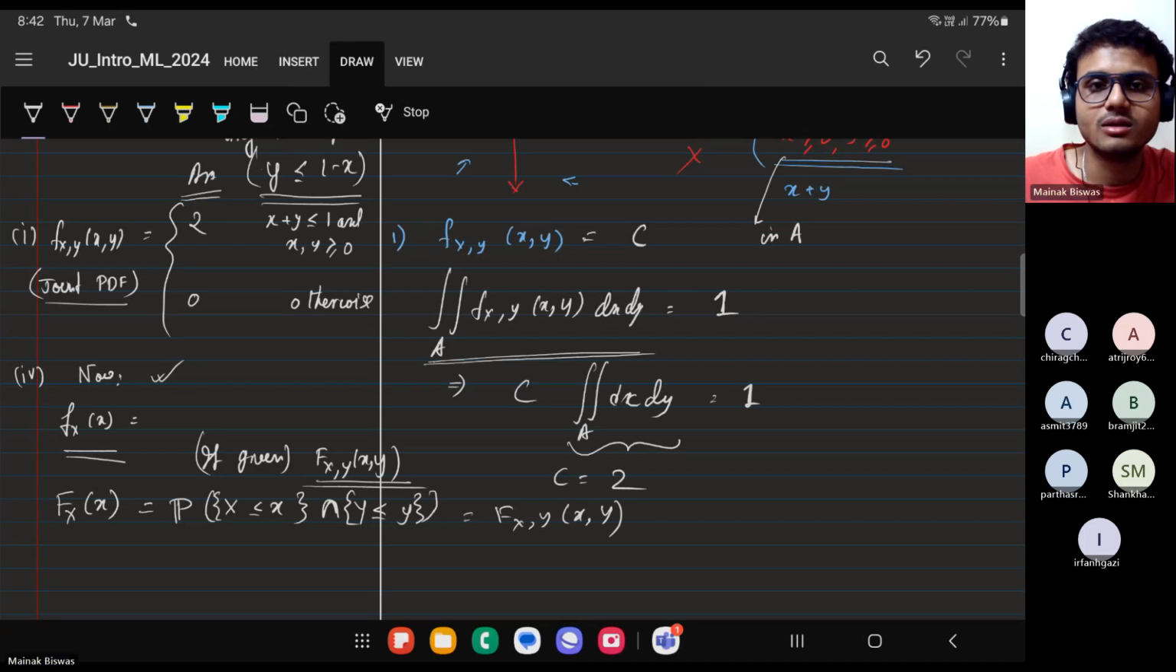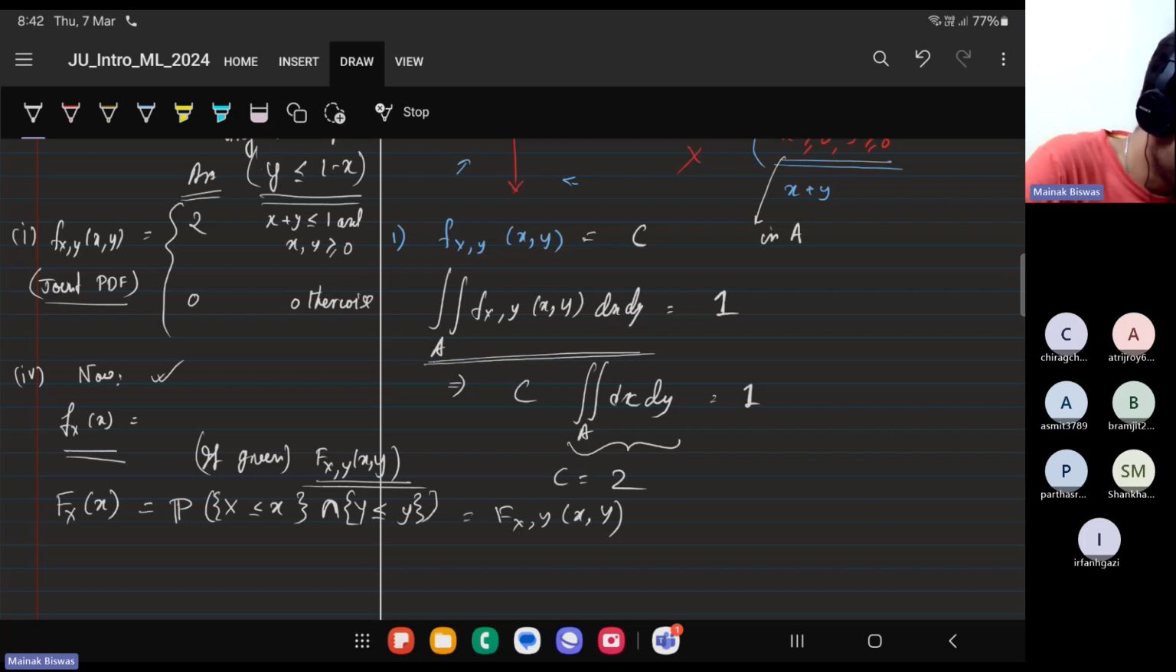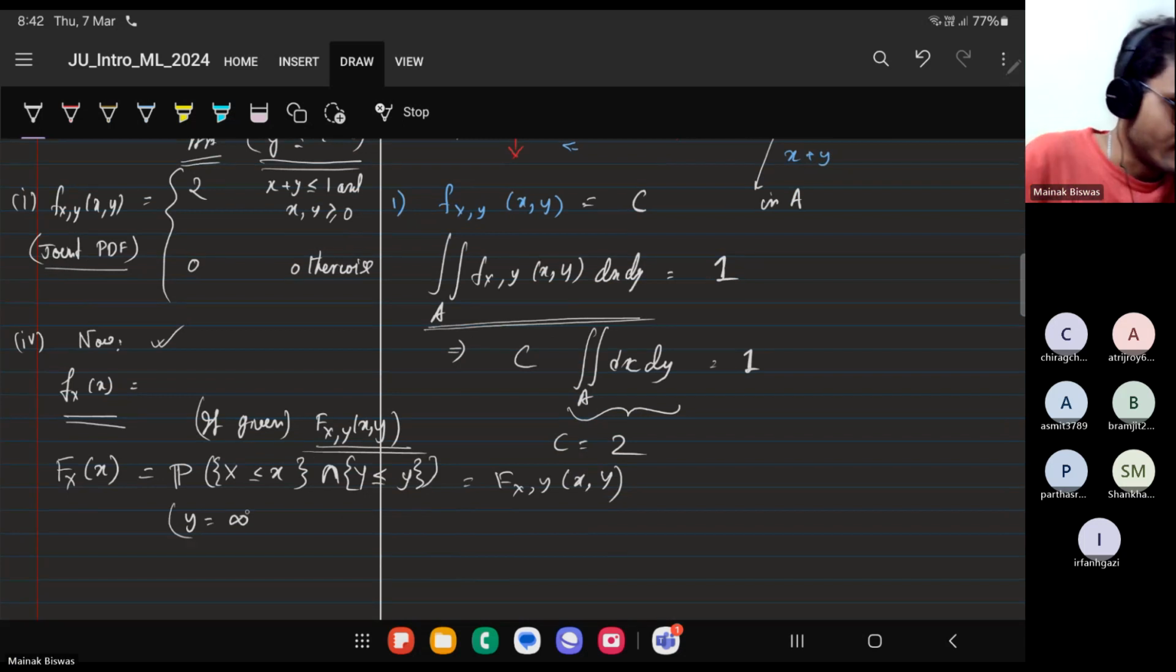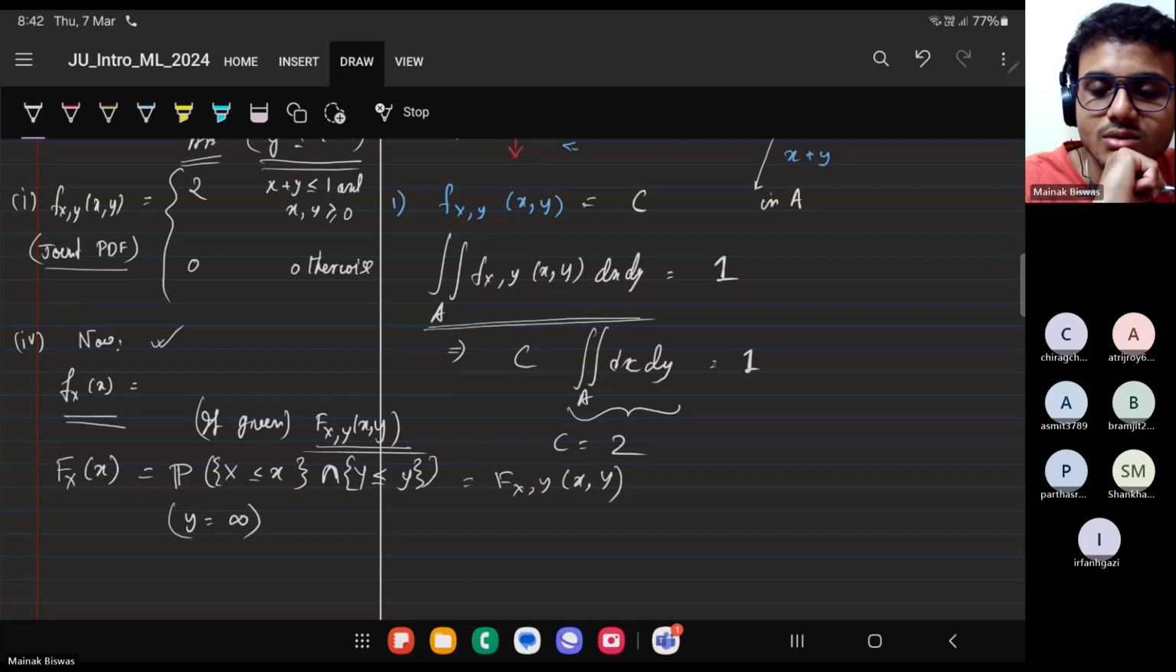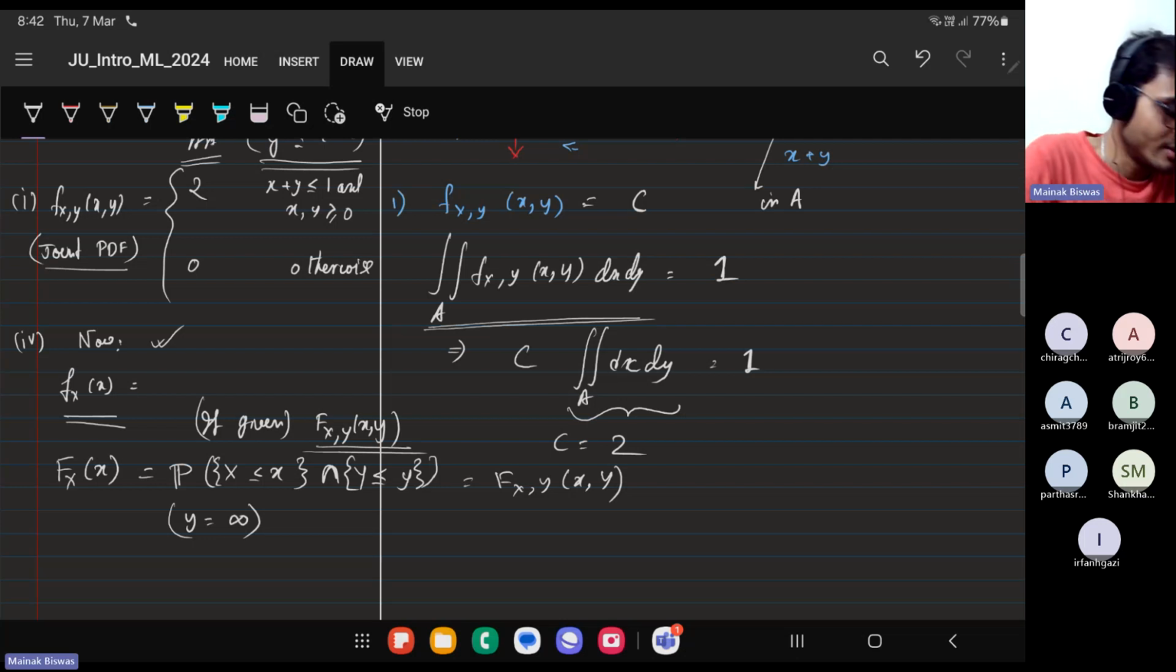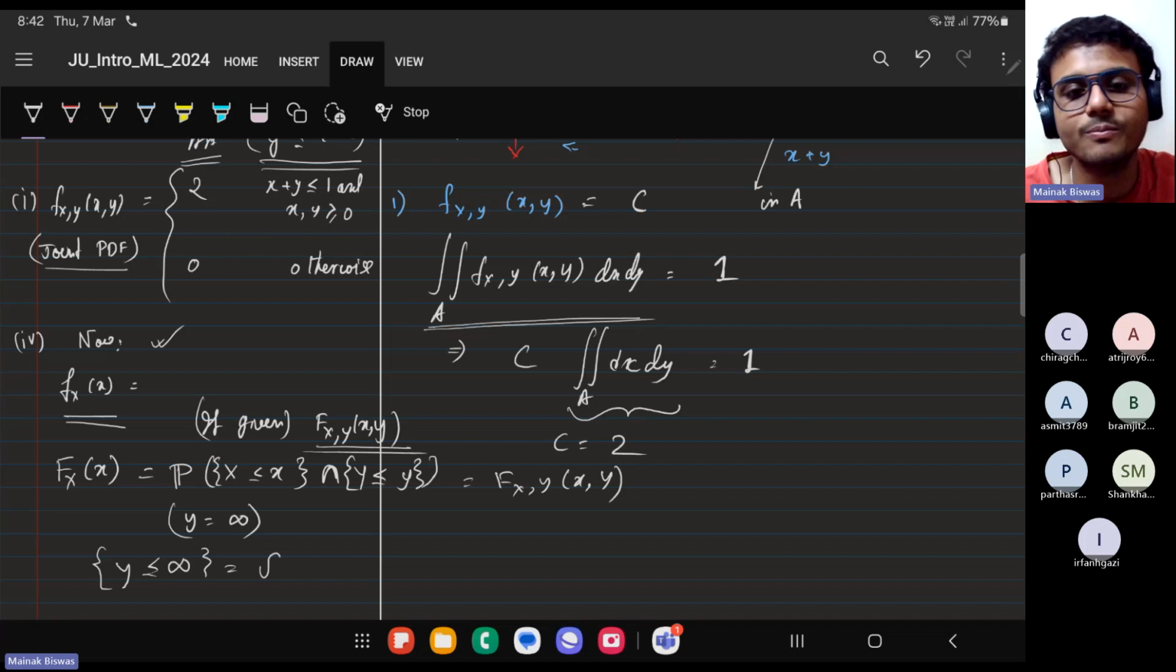Very simple. Very good, Chirag. Infinity. Why infinity? Since you have answered one more step further. If I put y equal to infinity, why will it give me the thing that I want? Very good. So y less than or equal to infinity is nothing but your entire sample space. Remember the definition. Is it clear? So, intersection with the sample space.